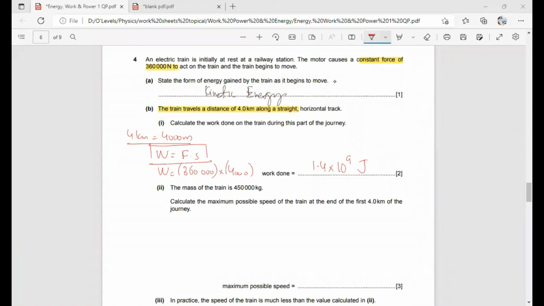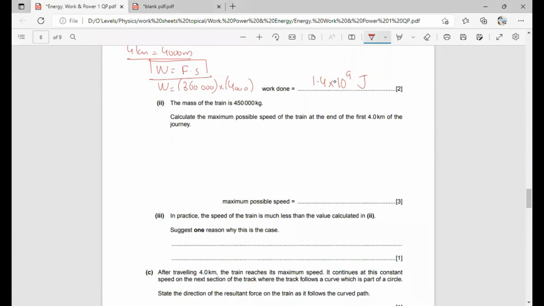Now the next part is asking to calculate the maximum possible speed. Again, we will use the same methodology. We know that work is also a form of energy. So work is equal to kinetic energy. This work done is exactly your kinetic energy as well, because the body is in motion. So we can apply the kinetic energy formula over here, half mv squared.